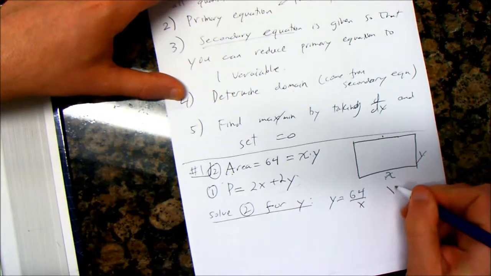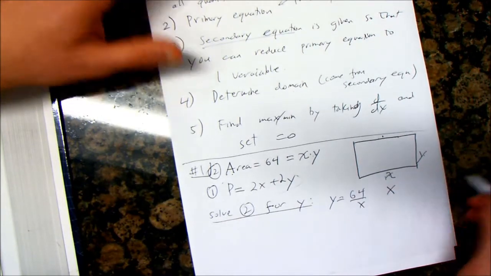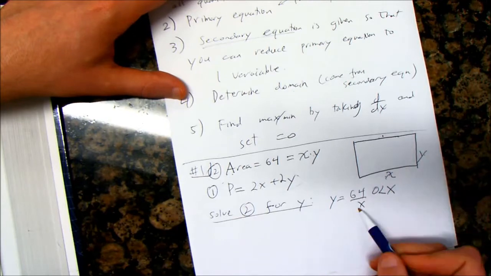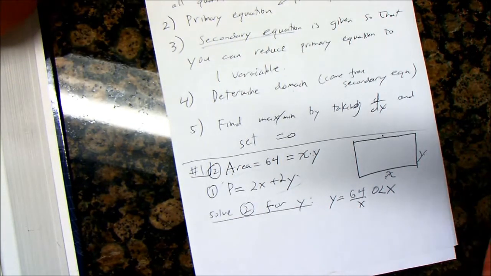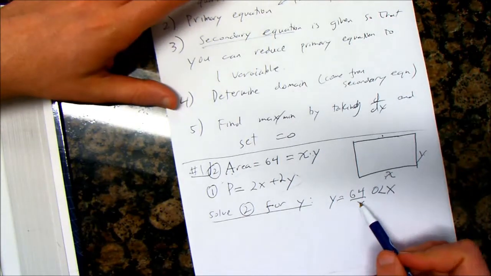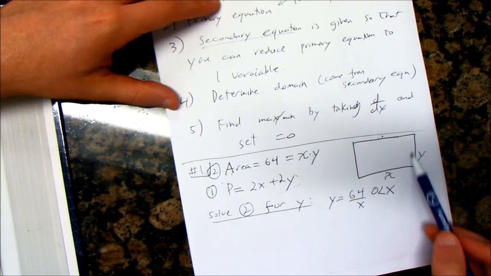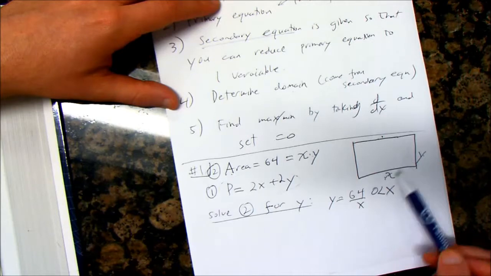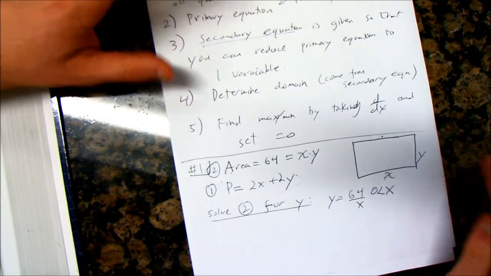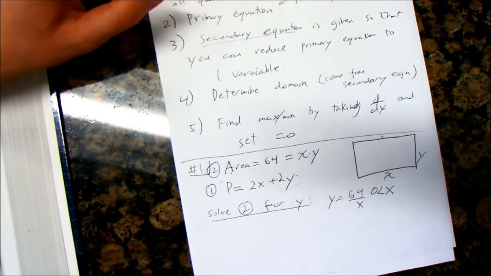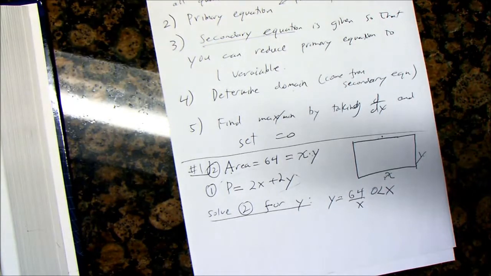Well, that means x, first of all, has to be greater than 0, right? It can't be 0 because then I'm dividing by 0 and it does not exist. It can't be negative because you can't have a length or a width that's negative. So that's why I say x is greater than 0. That's really all I can say about this at this point. There's nothing else I can say.